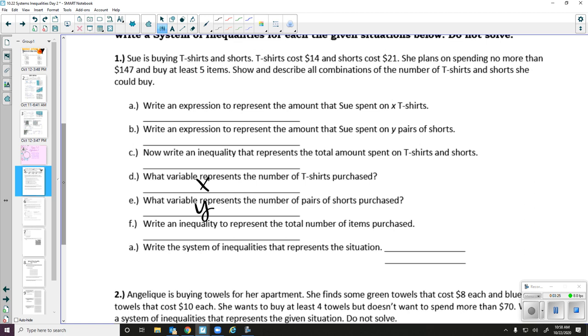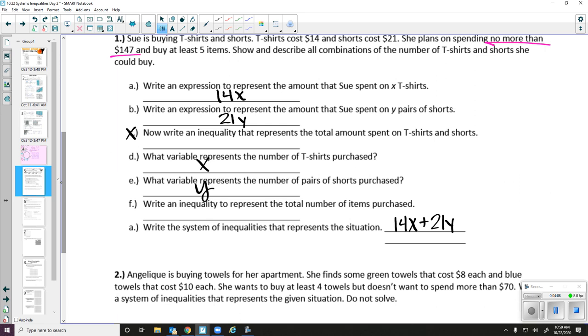So when we're writing it for money, we have to include the prices. How much is a t-shirt? 14. So that would be 14x. How much is a pair of shorts? 21. So 21y. Combining shirts plus shorts, it says she wants to spend no more than $147. That would be one of our words: less than or equal to. So that would be less than or equal to 147.